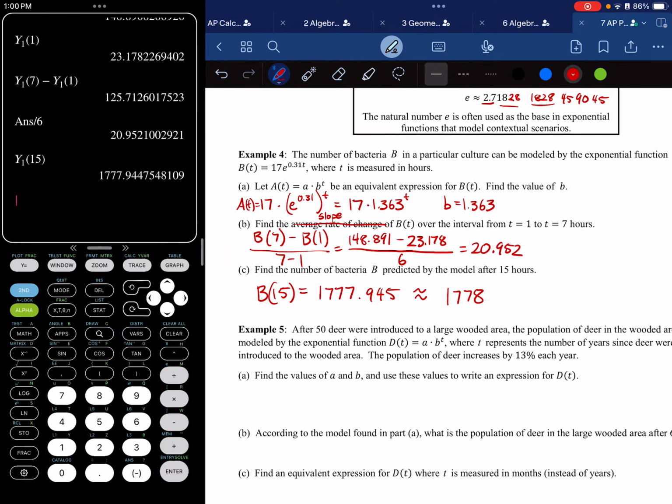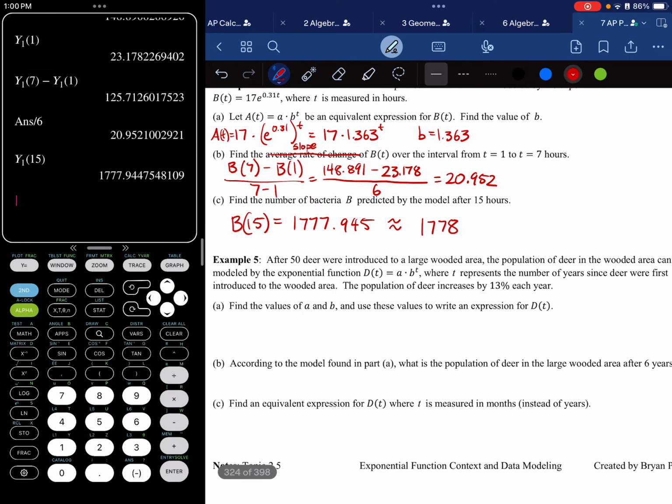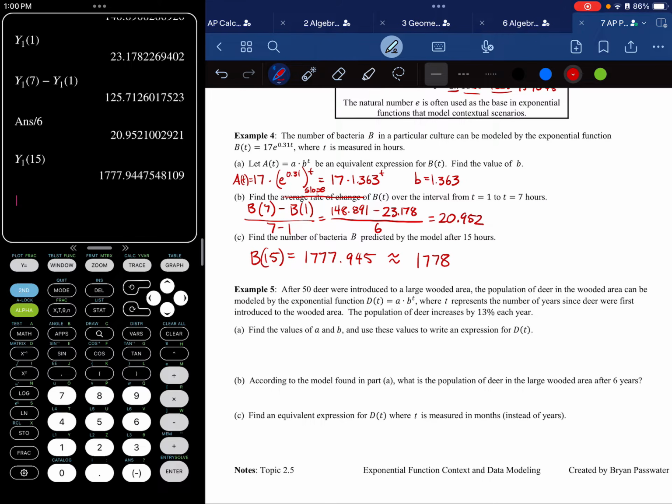All right, and I think this is our last example for the notes because then it moves on to the worksheet. Yes, indeed. So after 50 deer were introduced to a large wooded area, the population of deer in the wooded area can be modeled by an exponential equation. Perfect. The population increases by 13%. Okay, so the two pieces that I'm looking at, it tells us it increased by 13% and there were originally 50 deer.